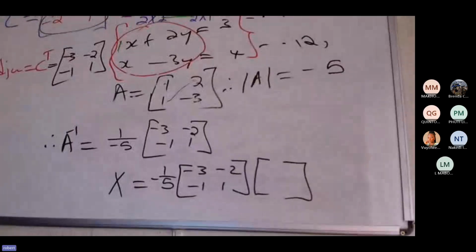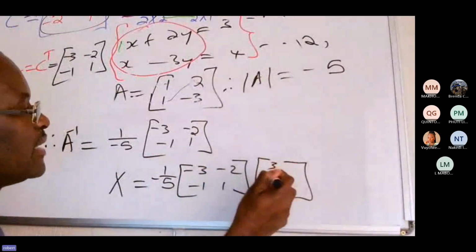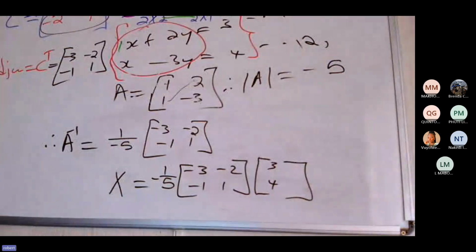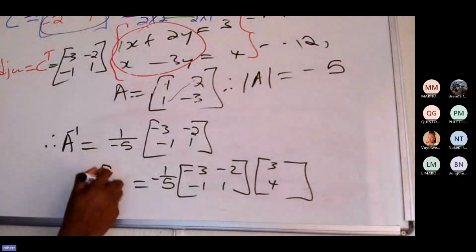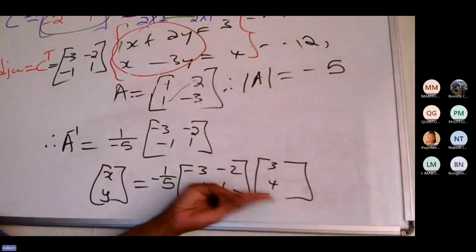Multiplied by b. What is b? It is 3 and 4. Then from there you carry this. Don't forget what is x. This is the matrix of the unknown. That is x, here is x and y. Then you just have to multiply this.